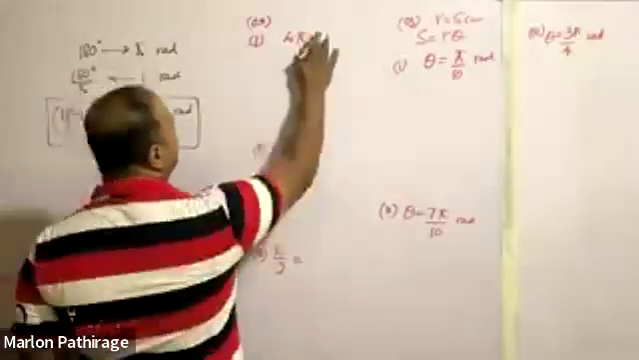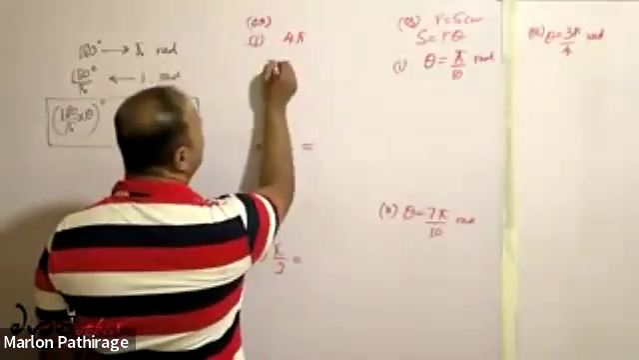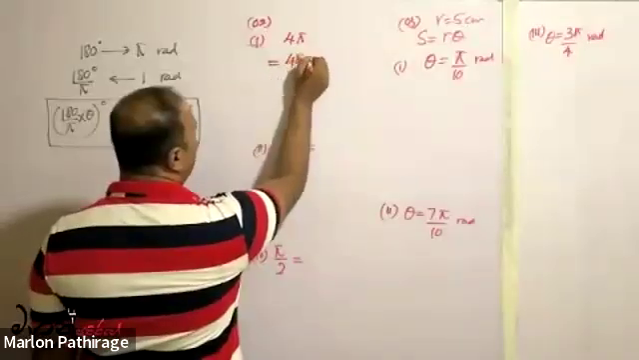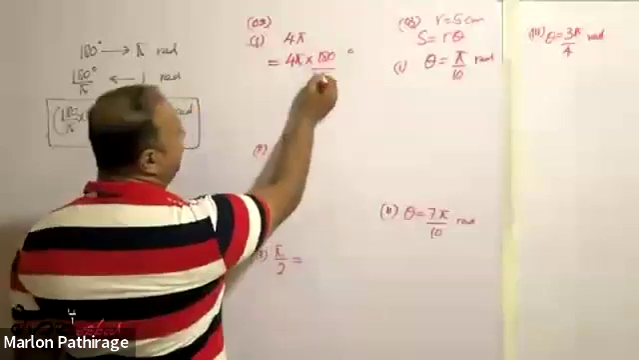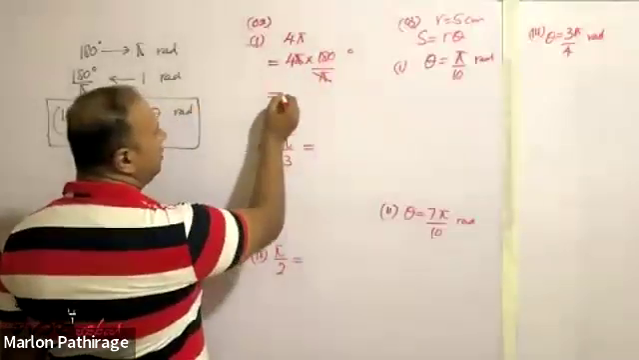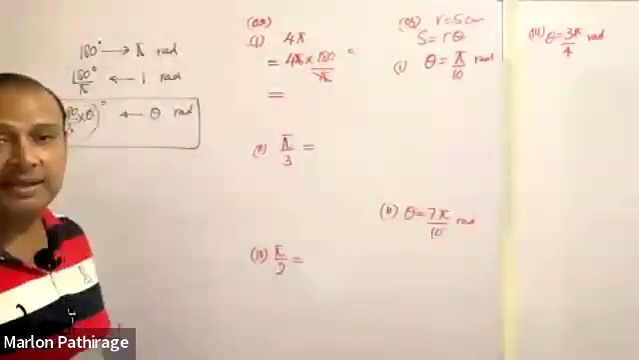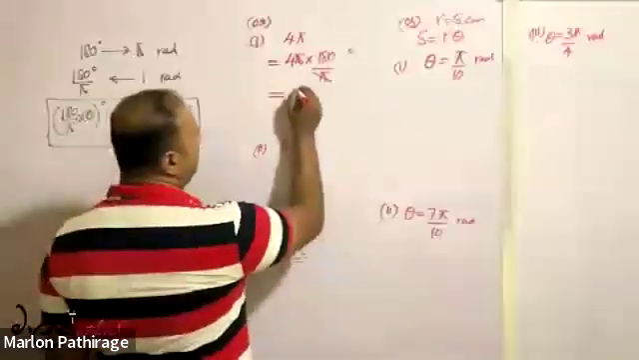4 5. Therefore this is equal to 4 5 into 180 over 5 degree. 5 to 5 will be cancelled out. Therefore the answer is 720.